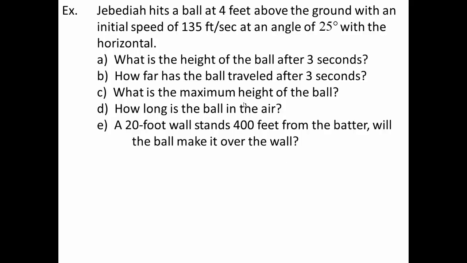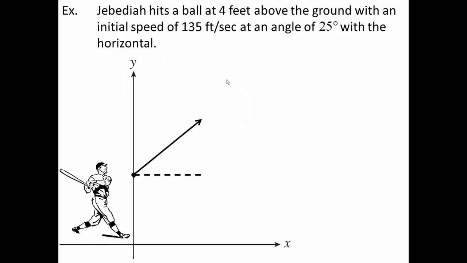Alright, Jebediah hits a ball at 4 feet above the ground with an initial speed of 135 feet per second at an angle of 25 degrees with the horizontal. So here are some questions that we want to address, but before we jump into that, we need to figure out what the equations are, and I'm going to use those two equations that I just derived in order to do this. So I've got 4 feet above the ground, my initial height, my initial velocity, and the angle at which that velocity occurs. So let's just take that information. I'll go ahead and plot it in the picture and write my equations.